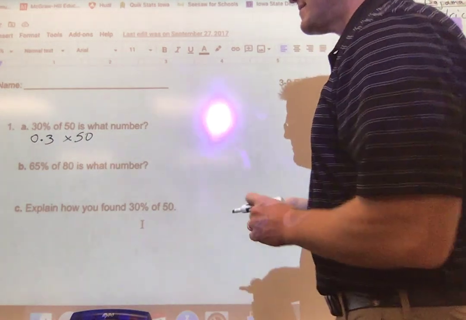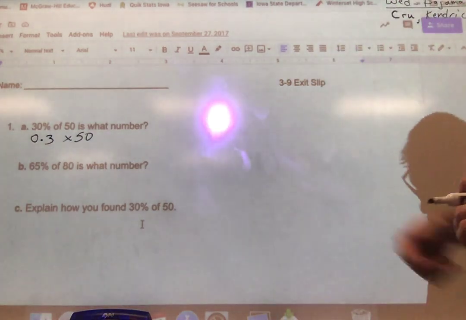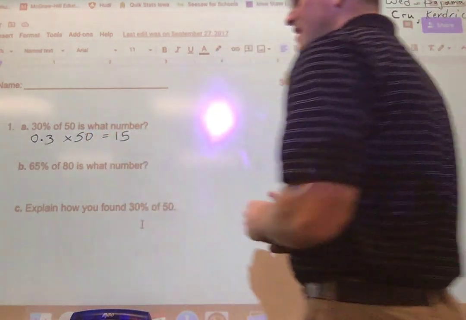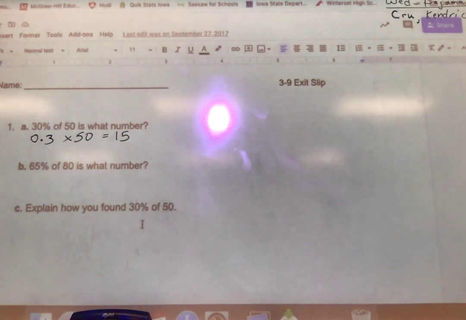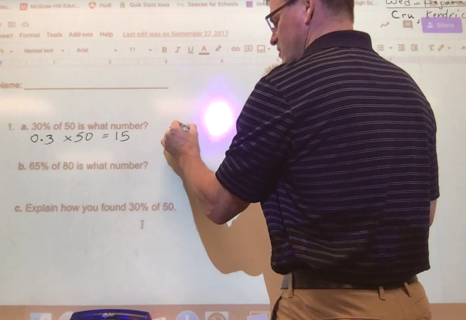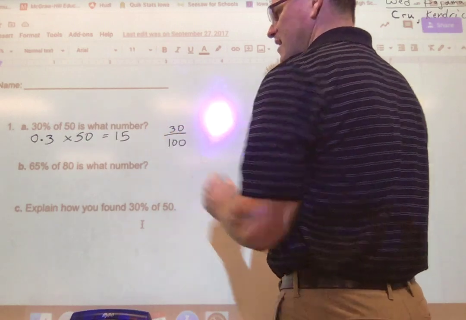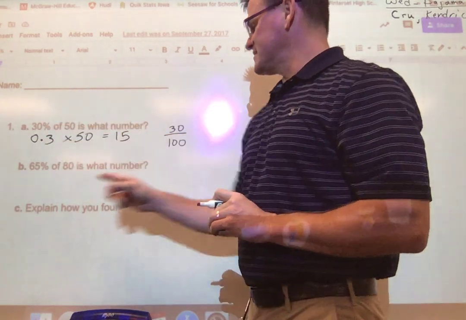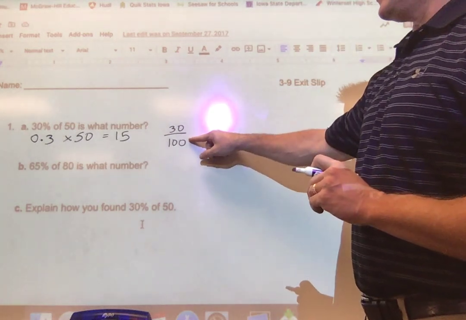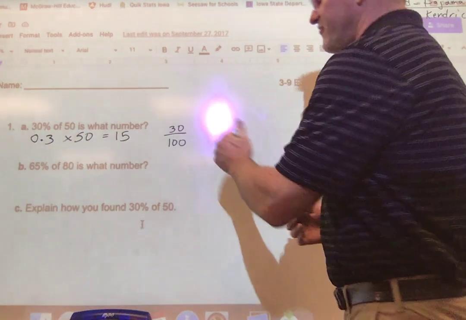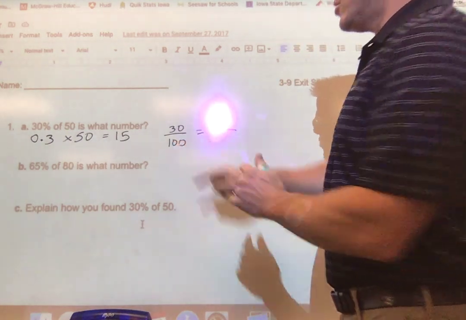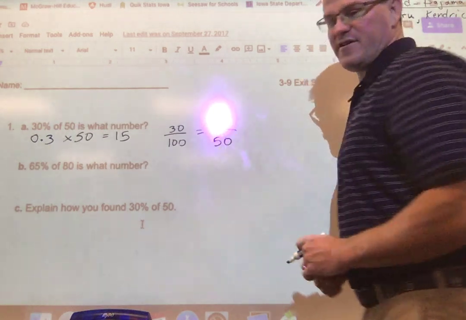I'm not going to take the time to do the multiplying work here, just the thinking on the percent problems. So in this case, we'd get 15. Another way, you can set up a proportion. If we know 30% means out of 100, I know that's 30 out of 100. That's what 30% represents. I'm just changing it to a fraction out of 100, because I know percents are out of 100. And I want to know 30% of 50. So when I'm setting this up, I don't want it out of 100 anymore. I want it out of 50.